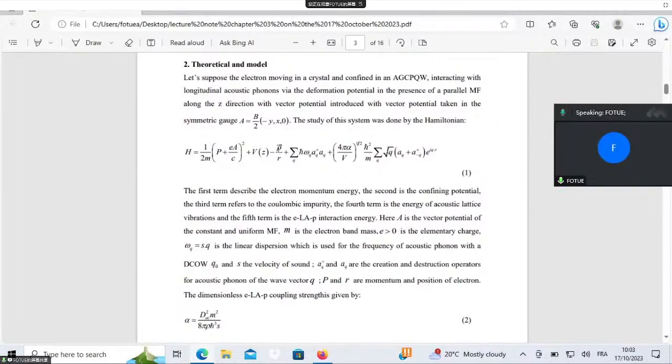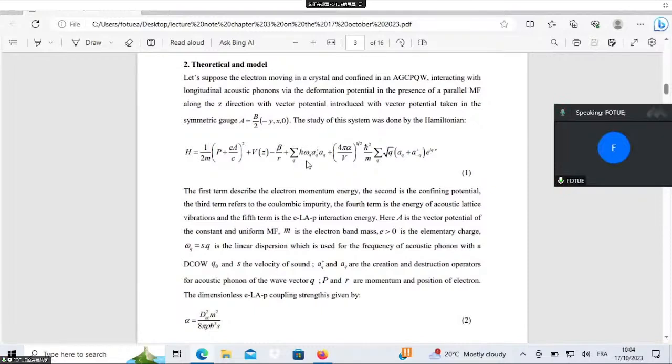As I said, this third term, with minus beta over R, represents the impurity, and that impurity is brought by the Coulombic terms. This is the Coulombic term, which is given by minus beta over R. So to investigate the role of this impurity easily, we are going to use this parameter beta to examine the strength of the impurity according to the property of our system. And this fourth term here stands as the energy of the acoustic phonon.